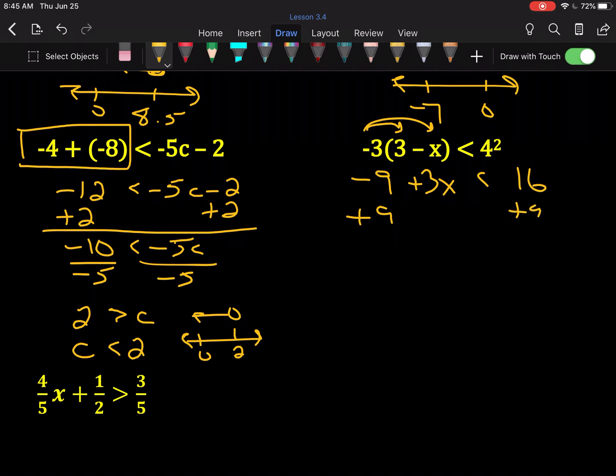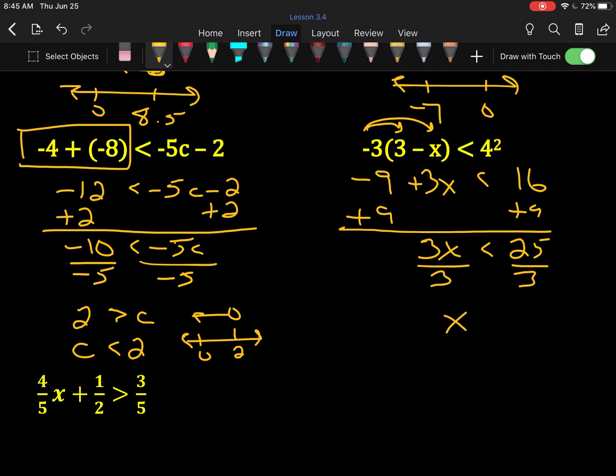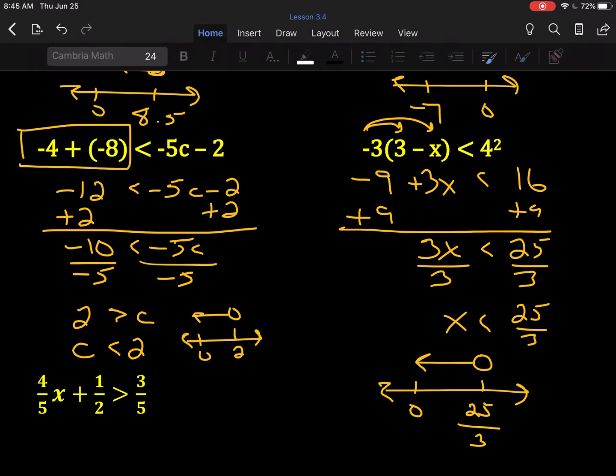So first things first, add 9 to both sides. So 3x is less than 25. Then divide both sides by 3. X is less than 25 thirds. Absolutely leave that as 25 thirds. No need to change that to whatever it is. Leave it as 25 thirds. Less than is an empty circle, arrow to the left.